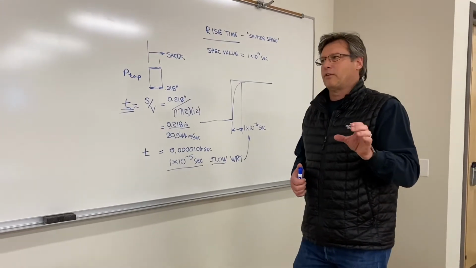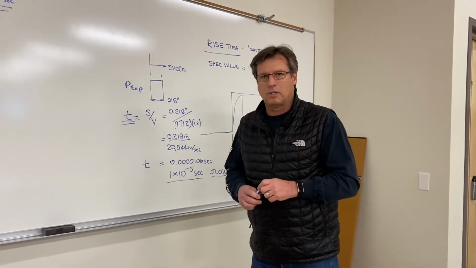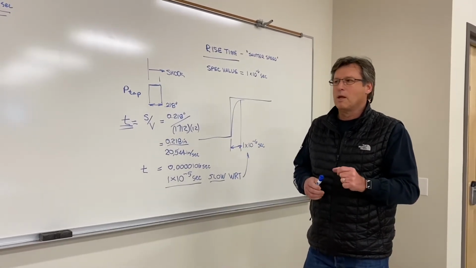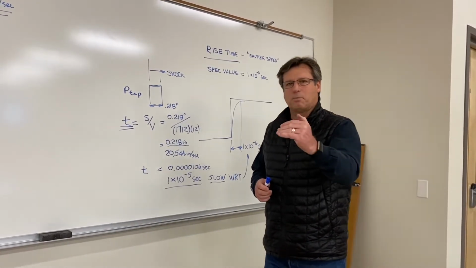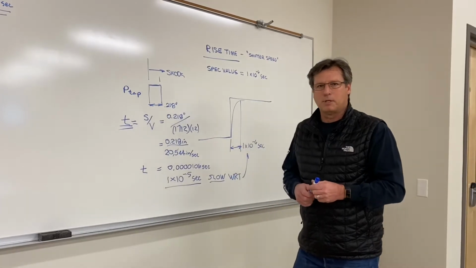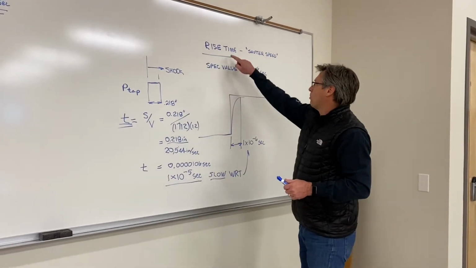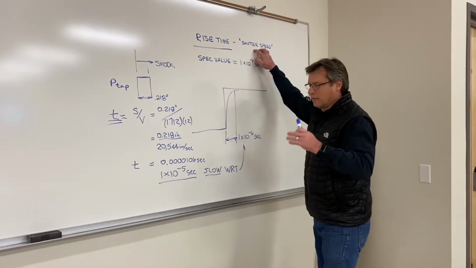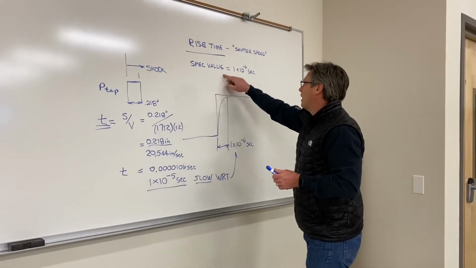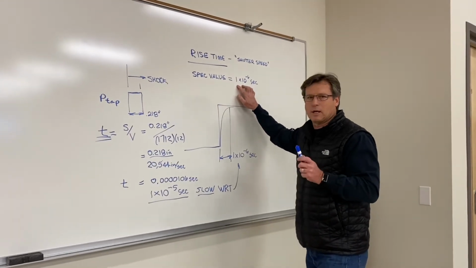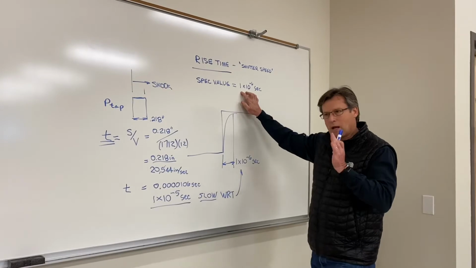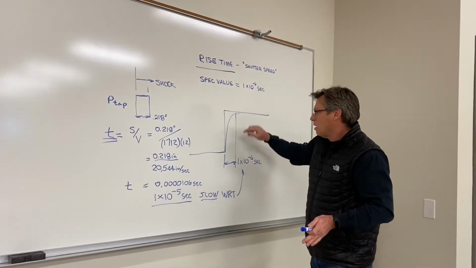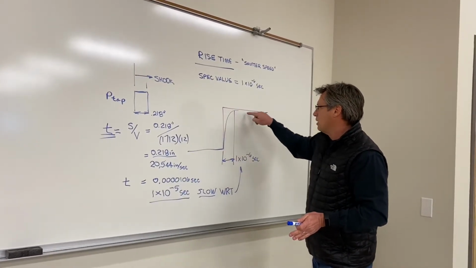There's a specification value called rise time in the spec sheet for the pressure transducer that tells you how fast the pressure transducer will respond to a step change input. And in this case, the rise time, or shutter speed, think of it that way, the specified value is 1 times 10 to the minus 6 seconds. That is, 1 microsecond is how long it takes that pressure transducer to respond to a step change in input.